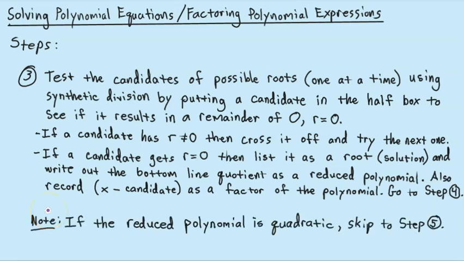Now there is an exception. Note this, write this down. If the reduced polynomial is quadratic, that means it's x to the 2nd power, right here. We're going back to, you're writing out the bottom line quotient as a reduced polynomial. If that reduced polynomial is actually quadratic, then you're not going to go on to step 4. You're actually going to skip ahead to step 5.